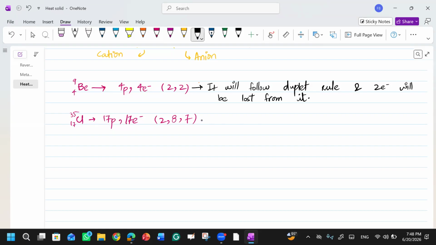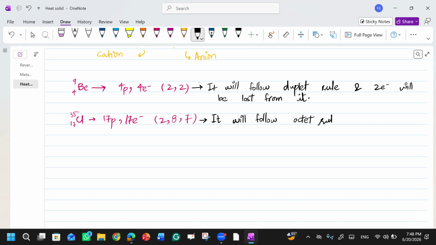What about the chlorine? Which rule will it follow? Not the duplet, the other one. It will follow the octet rule.